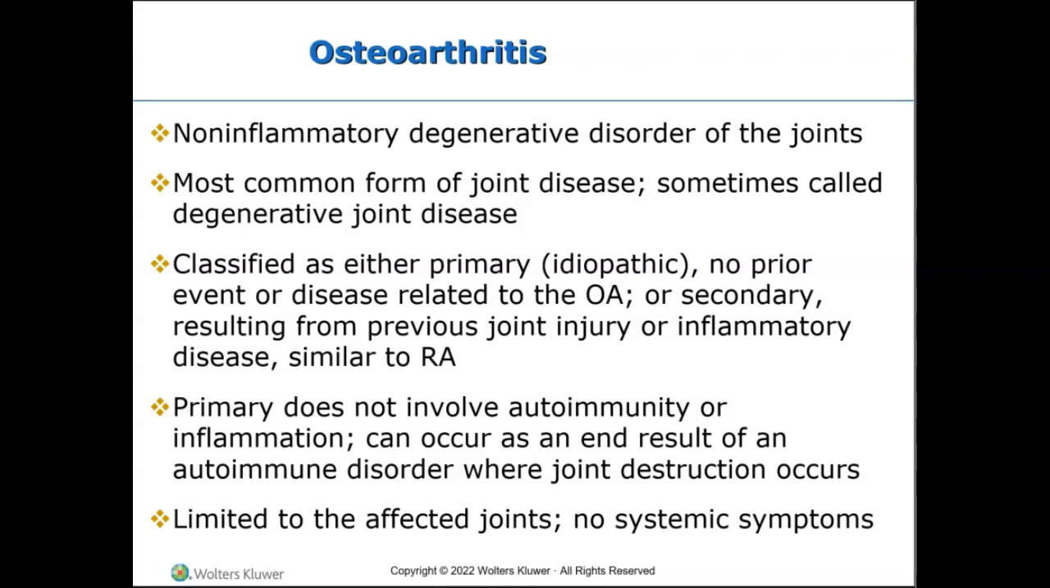And it is typically primary. There are 2 types, right? You have primary and secondary. Primary does not involve any type of autoimmune disease or inflammation, despite the rumor and old wives' tale that exists. It really doesn't. It can occur though as a result of an autoimmune disorder where the joint destruction occurs. So that can happen, right? And it's not systemic, right? It just is limited to the joints that it affects.